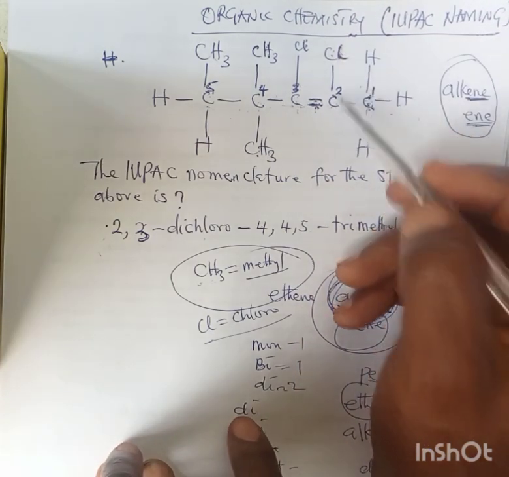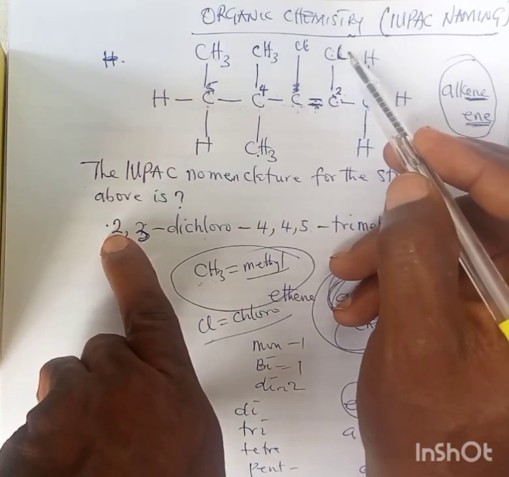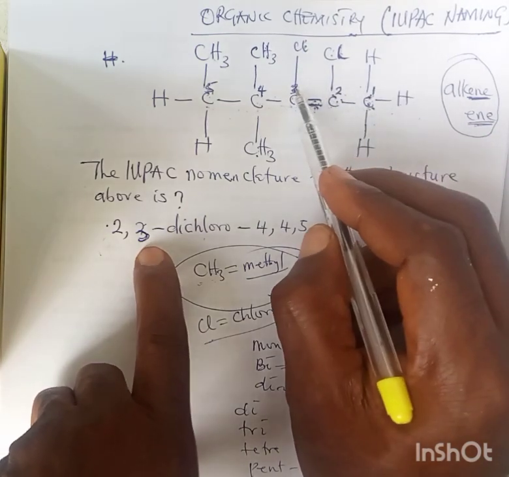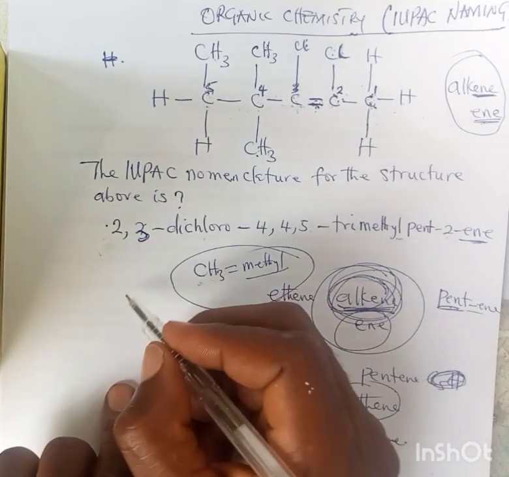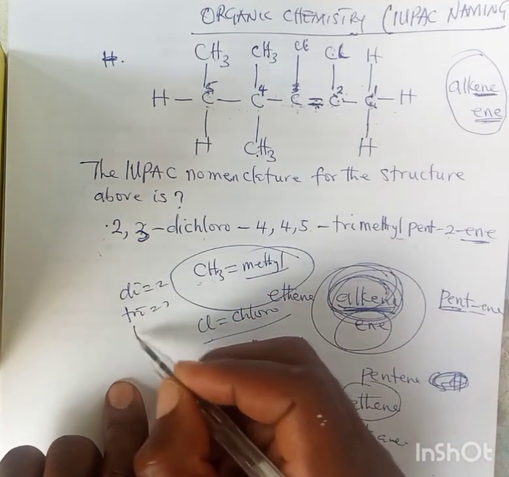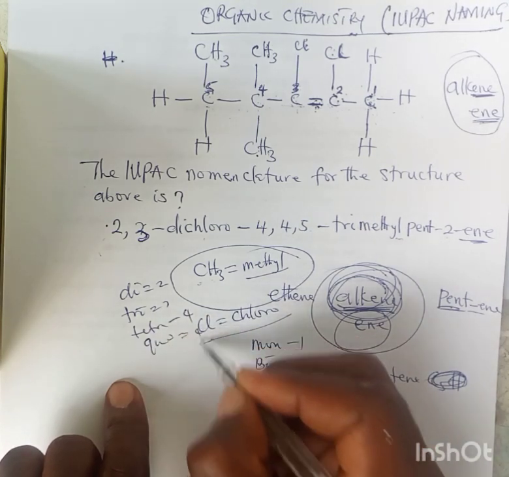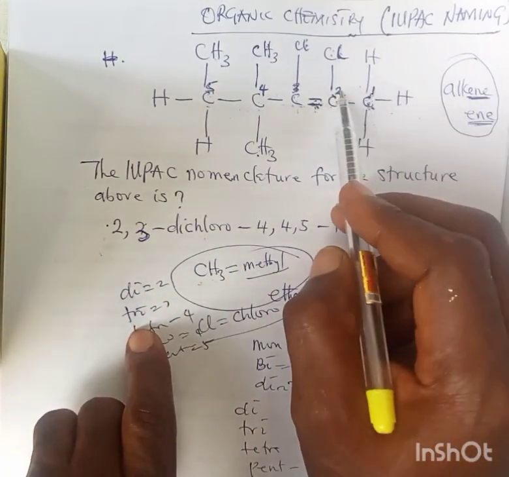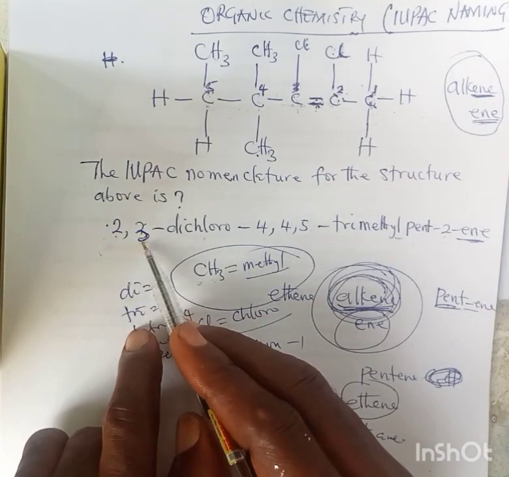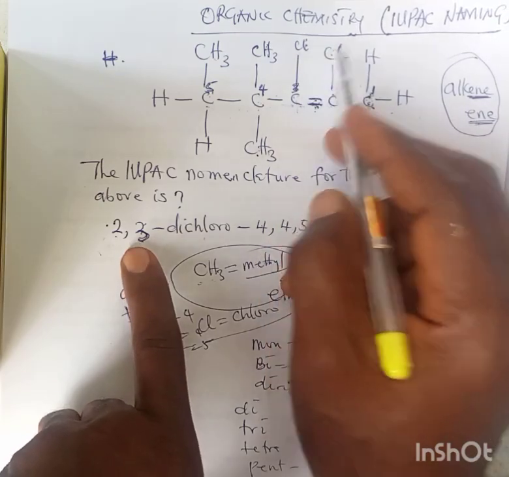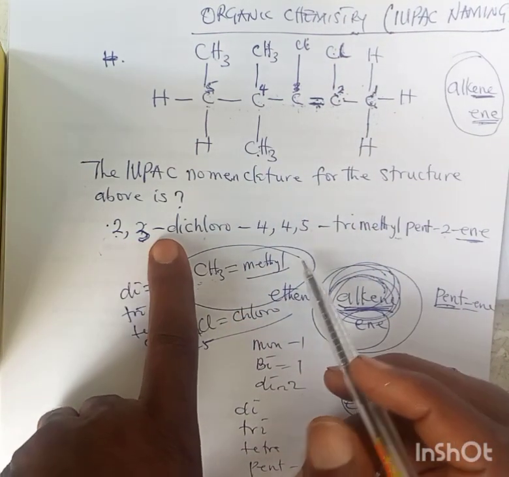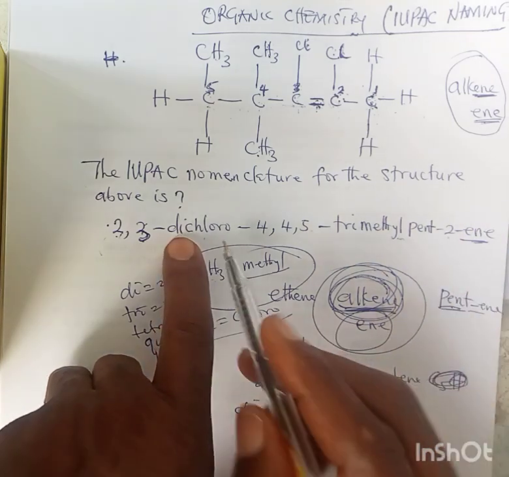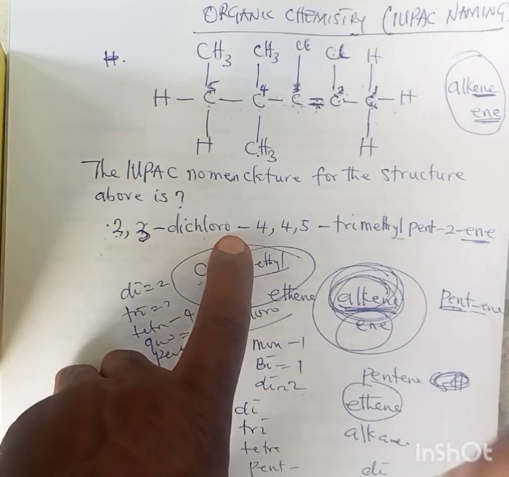Naming from this side, chlorine is at 2, so you write 2 for chlorine. Now you move again to 3, and chlorine is also at 3. That means chlorine is at 2 and at 3, so it becomes 2,3. Because chlorine appears two times, you use the prefix di. Di is 2, tri is 3, tetra is 4, and pent is 5. So chlorine is at 2 and 3, that is the position of chlorine in this structure. Chlorine appears 2 times, so we call it 2,3-dichloro. Chloro is for chlorine, and it appears twice.